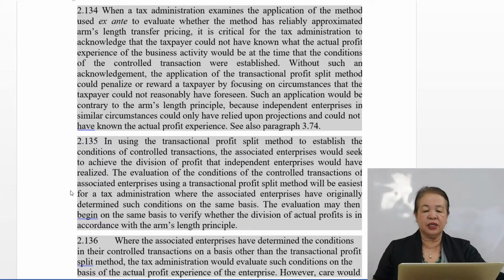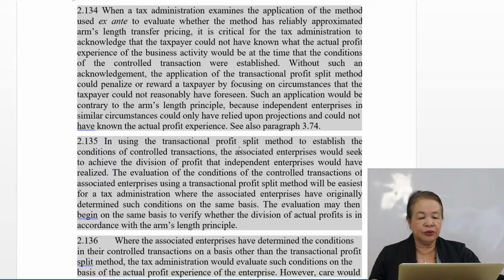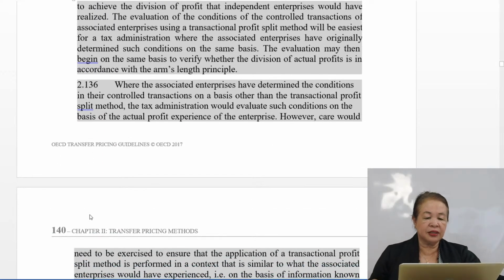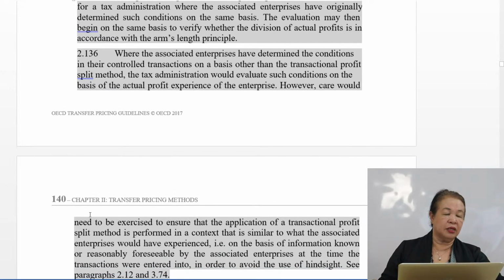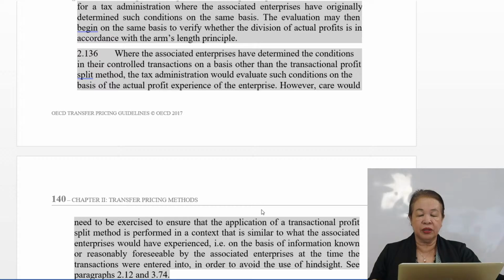So where the associated enterprises have determined the conditions in their controlled transactions on a basis other than the transactional profit split method, then the tax administration would evaluate such conditions on the basis of the actual profit experience of the enterprise. No? So ano ba yung actual profit experience? Ito yung result of operations na nangyayari sa enterprise or na-earn ng enterprise based on its accounting records or based on its report of actual performance.